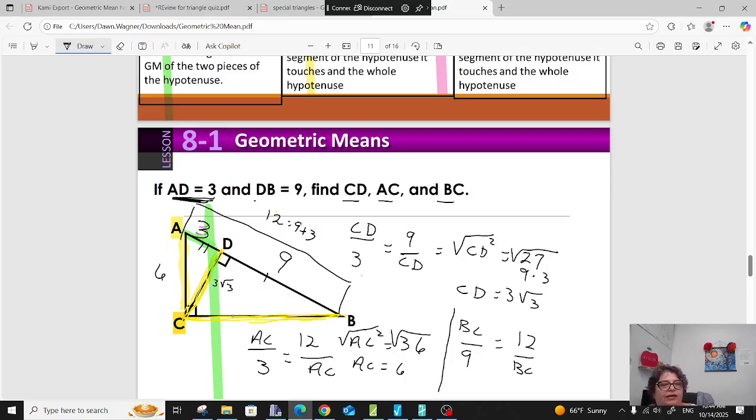Why did I use 9? Because if this is CB or BC, I'm following it from the big 90 degrees, right? I'm coming here, and it's touching this part of the hypotenuse, and then the whole hypotenuse. So, if I cross multiply, BC squared is equal to, what is that? I'm going to keep it as 9 times 12 because I know 9 is a perfect square. I know 12 has a perfect square in it, right?